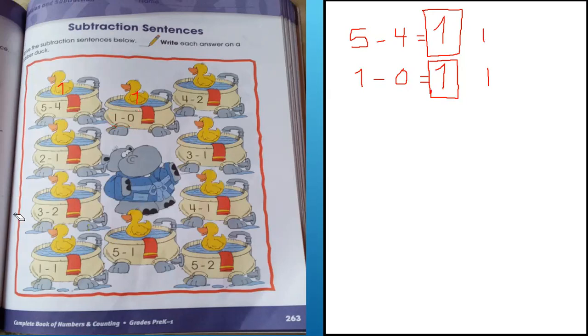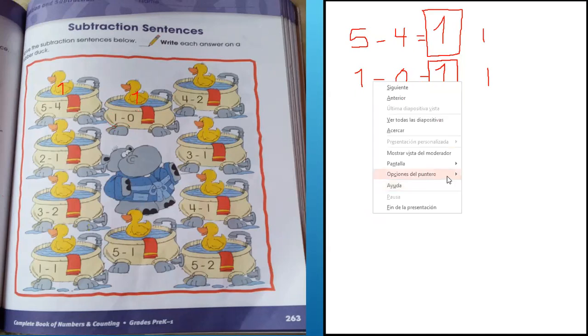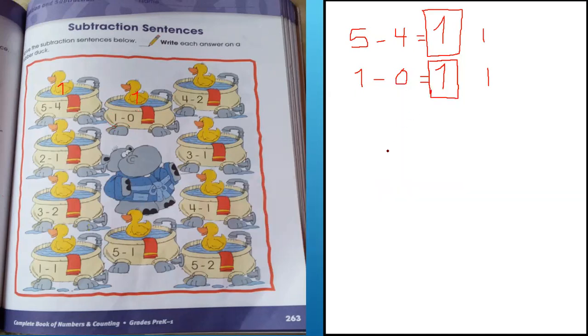You see? Good. Let's continue. ¿Le entiende, Chinchilla? Yes. Okay, very good. Let's continue with the third one, with the next subtraction. 4 - 2. So first of all, we have to do 4 lines. Everybody doing 4 lines? 1, 3, and 4.